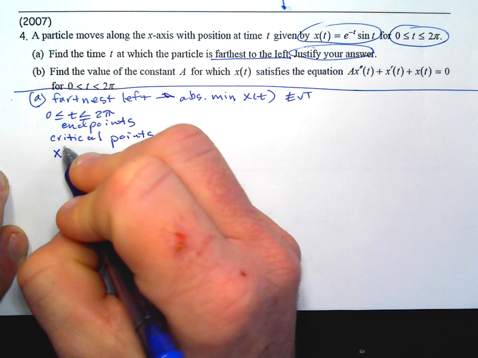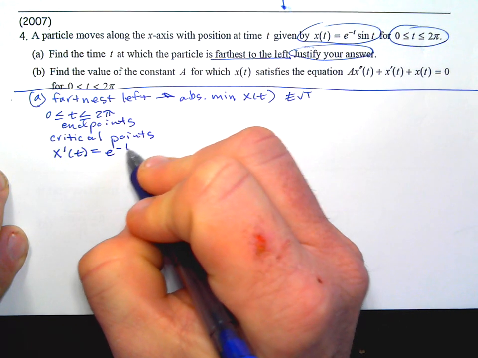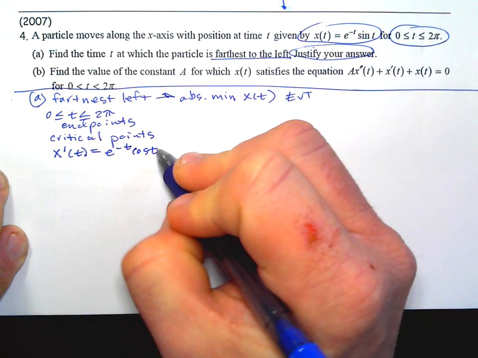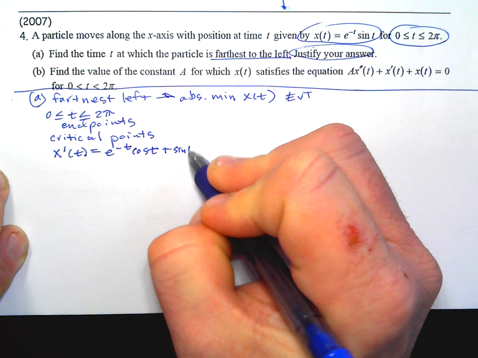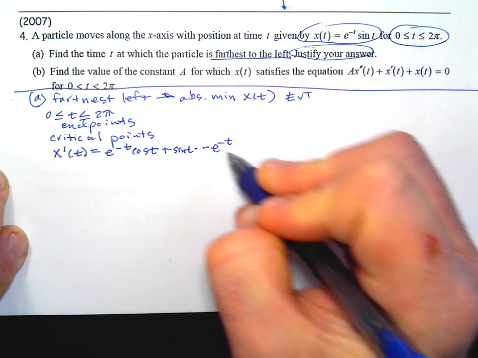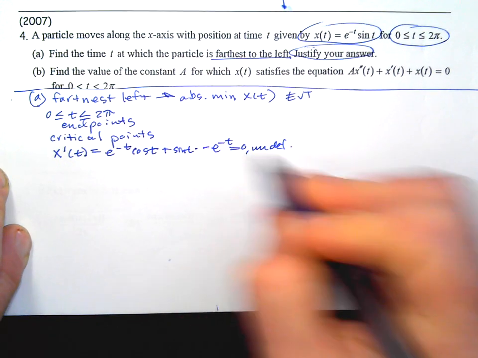Critical points happen at the derivative of the thing that you're trying to maximize or minimize. So that's a product rule right there. That's e to the negative t cosine t plus sine t times the derivative of e to the negative t, which is negative e to the negative t because you have a little chain rule there. And then we need to set this equal to 0 or undefined. This usually could be worth like a point.